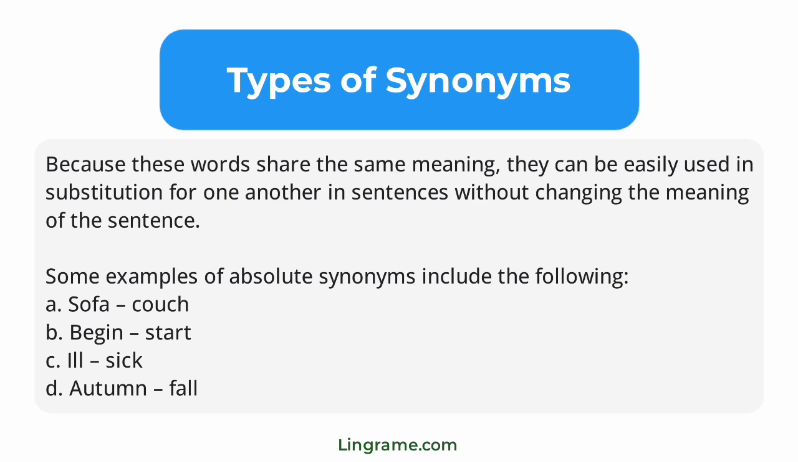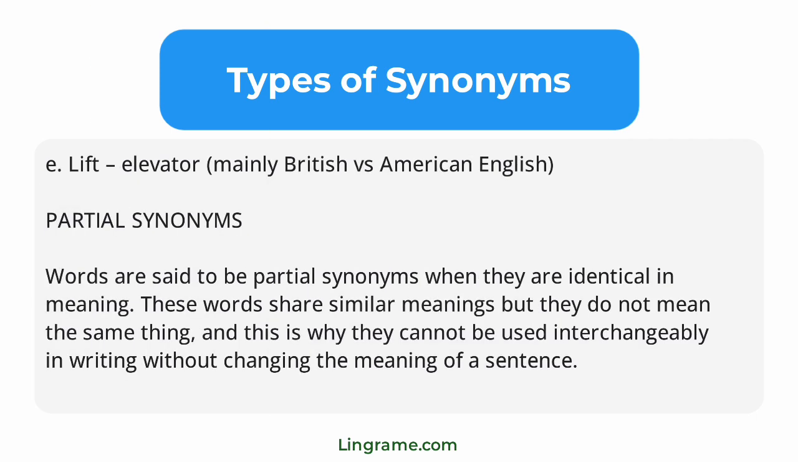Some examples of absolute synonyms include the following: sofa, couch. Begin, start. Ill, sick. Autumn, fall. Lift, elevator, mainly British versus American English. Partial synonyms. Words are said to be partial synonyms when they are identical in meaning. These words share similar meanings, but they do not mean the same thing, and this is why they cannot be used interchangeably in writing without changing the meaning of a sentence.